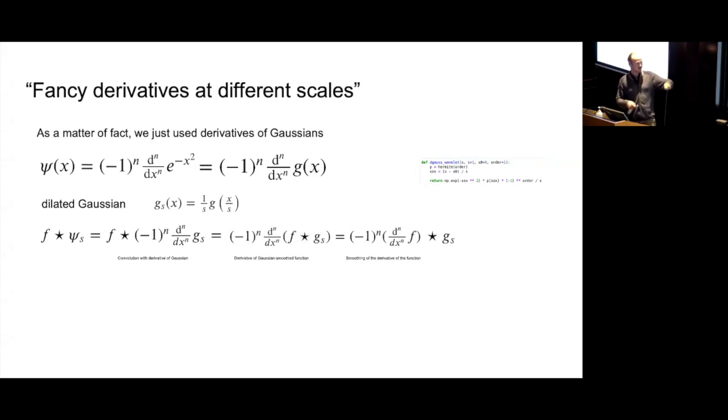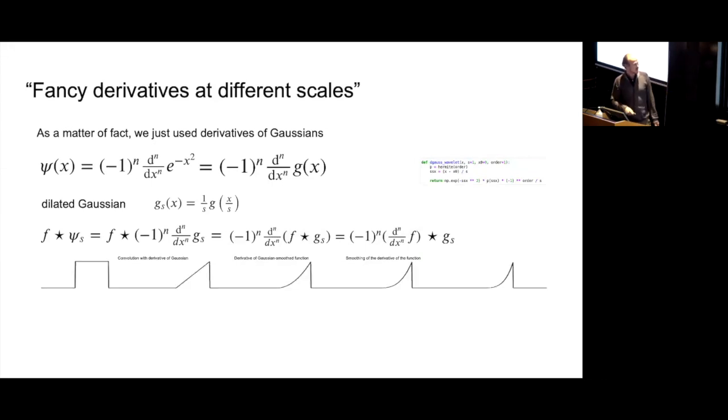So I can bring the derivative outside. So what are we looking at then? We're looking at a smoothed version of the function, but I'm taking the derivative. I could also, if the function permitted it, look at the derivative of the function and then smooth it. So this type of thing, I think, is a good intuition for what wavelets are generally doing.